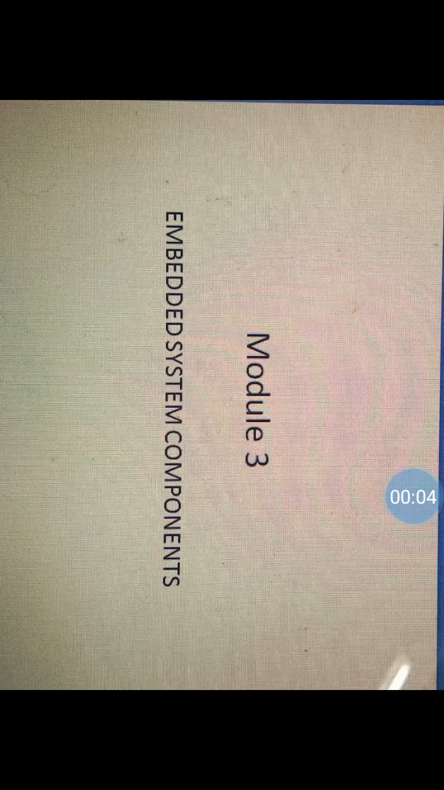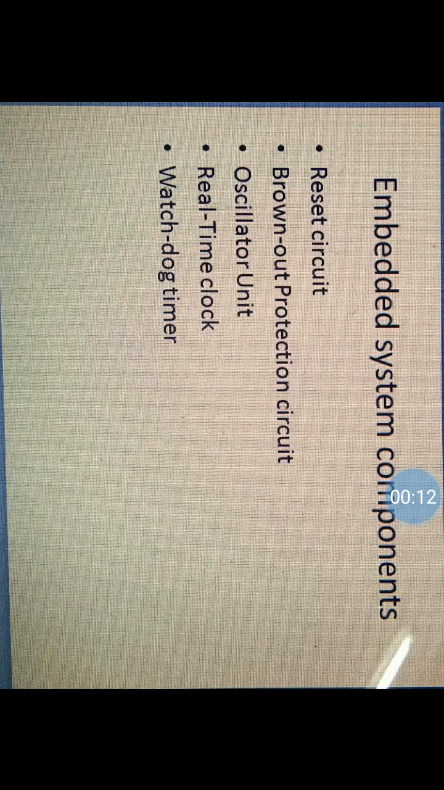Today I am going to explain the components of the system which are necessary for proper functioning of an embedded system. Some of the components of an embedded system are reset circuit, brownout protection circuit, oscillator unit, real-time clock and watchdog timer. So, let's first discuss the reset circuit.